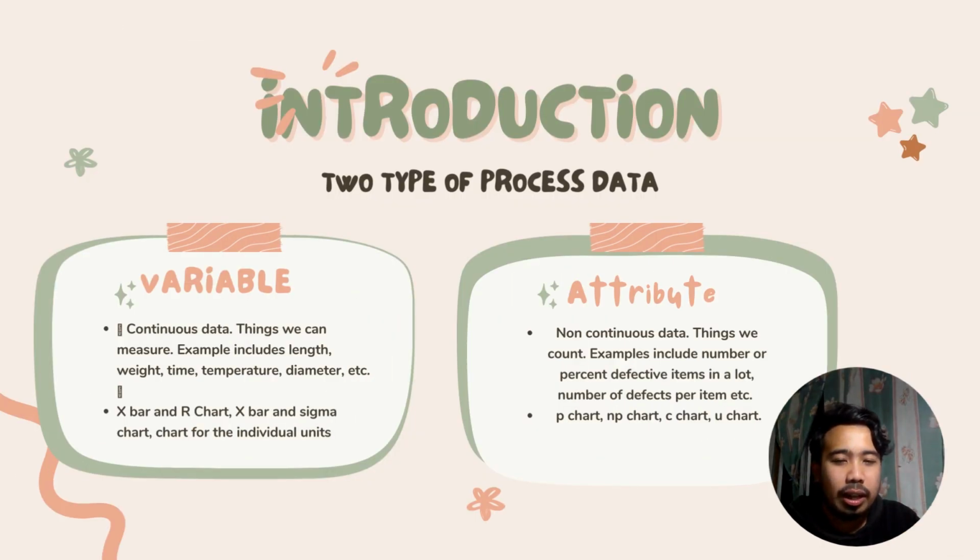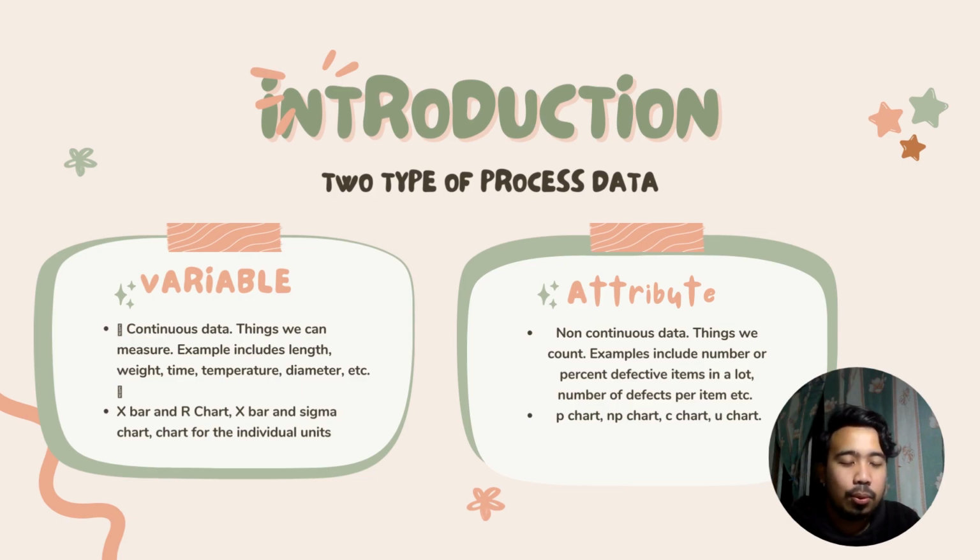For the introduction, there are two types of process data. As you can see here, the two main types of process data are variable and attribute. What is variable? Variable is continuous data, things we can measure. For instance, this includes length, weight, time, temperature, diameter, and so on. The charts we can use for this type of process data are the X bar R chart, X bar S chart, and also charts for individual units.